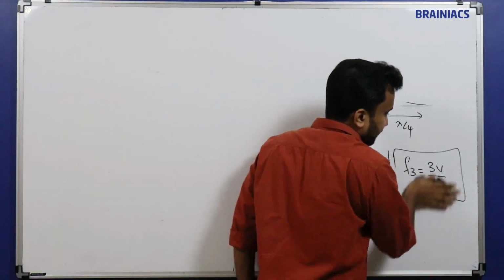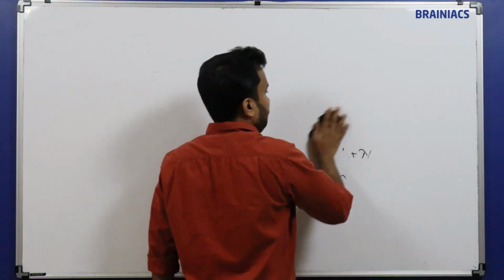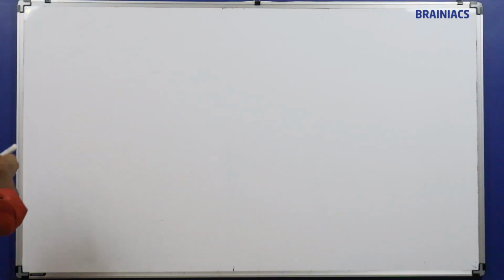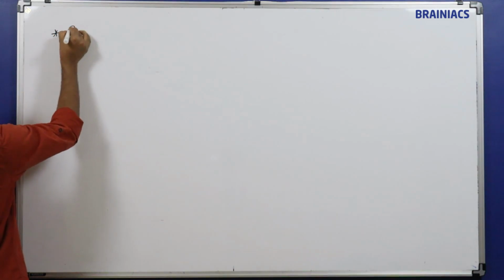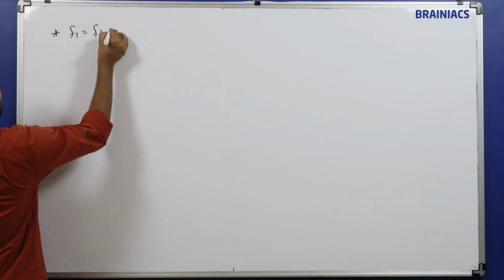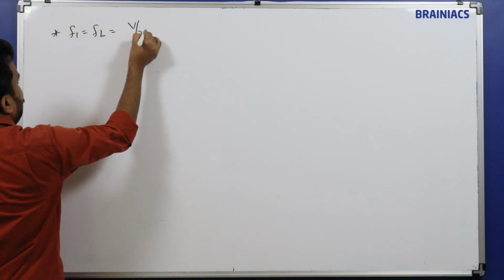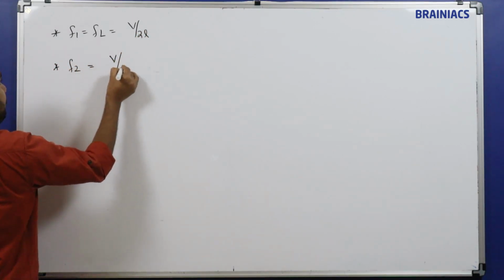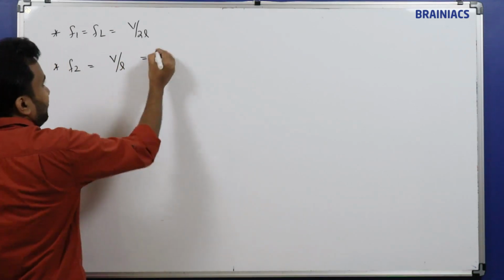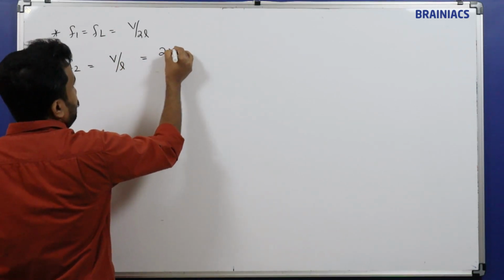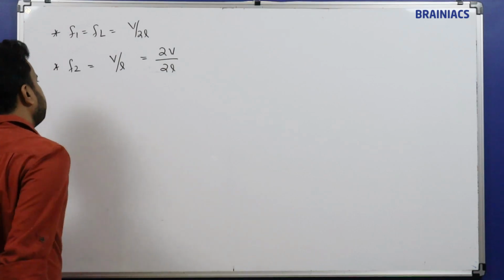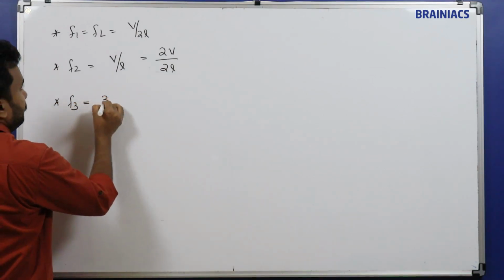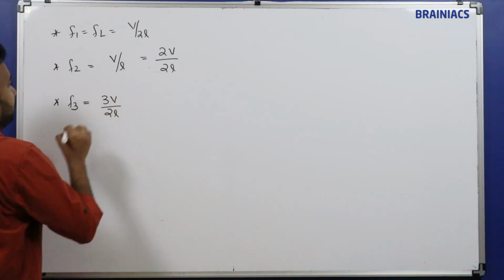Numericals will be done after we complete the closed organ pipe. So now the key points: F1, the fundamental frequency, is equal to V by 2L. F2, the second harmonic, will be equal to V by L. This can be written as 2V by 2L; both are the same. The third harmonic frequency F3 is equal to 3V divided by 2L.